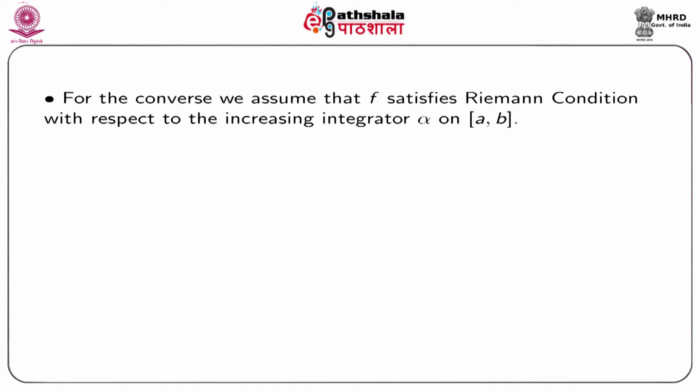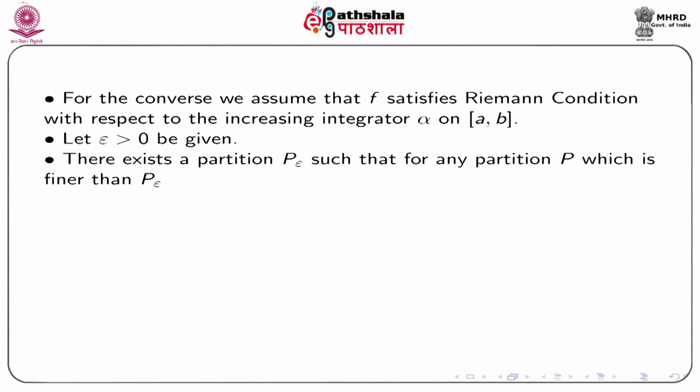For the converse, we now assume that f satisfies Riemann condition with respect to the increasing integrator alpha on closed interval a b. Let epsilon greater than 0 be given. Then from the definition of Riemann condition, there exists a partition P epsilon such that for any partition P which is finer than P epsilon, we have 0 less or equal to U P f alpha minus L P f alpha, this is less than epsilon.